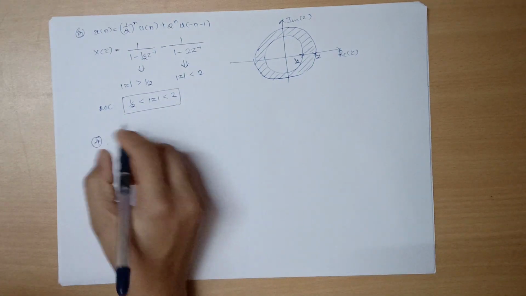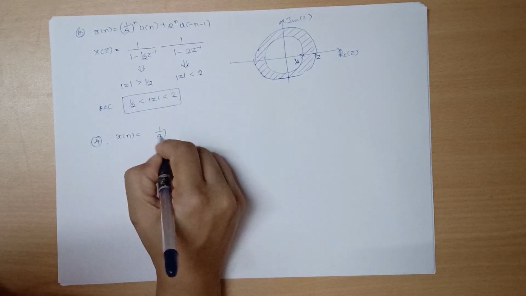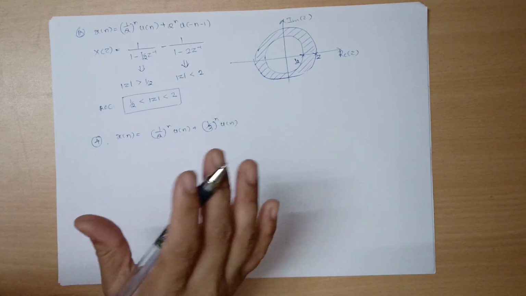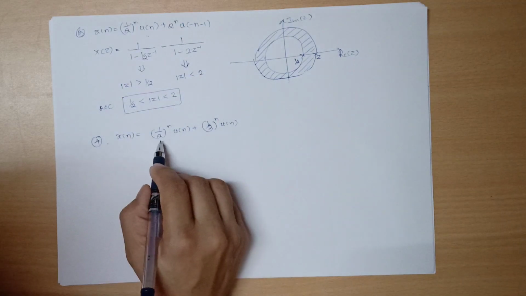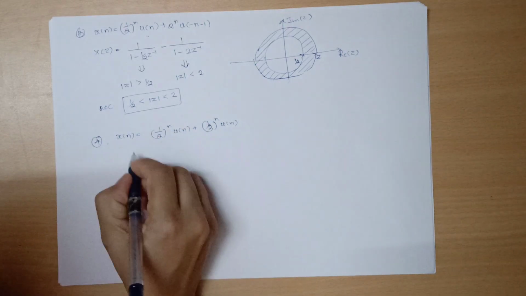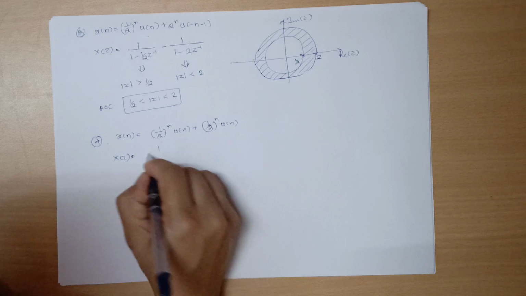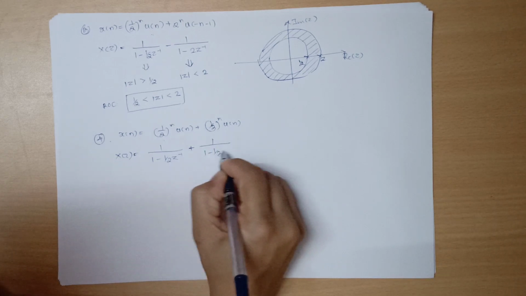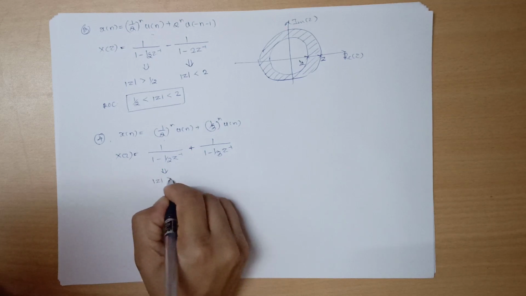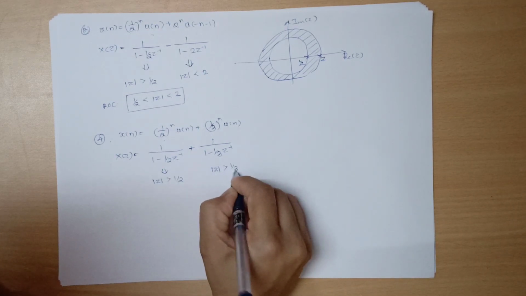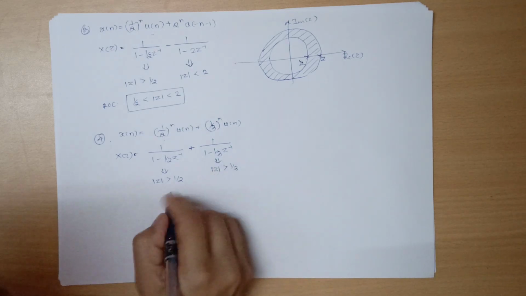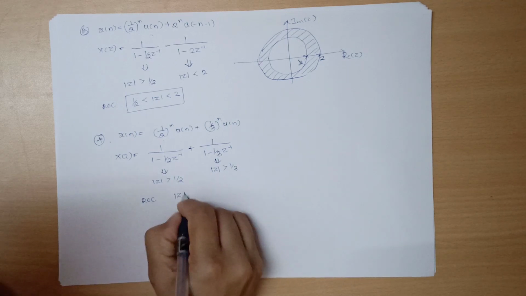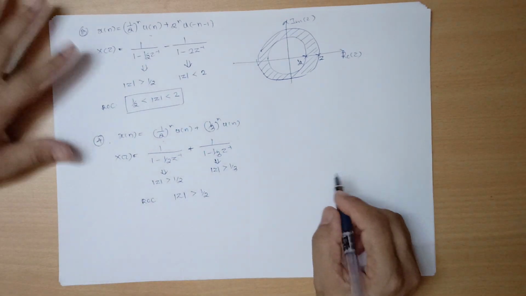Now similarly, we'll take another example. X of n is equal to half raised to n u of n plus 1 by 3 raised to n u of n. So the complete signal is causal. Here it was a combination of causal and anti-causal signal. Here it is a combination of two causal signals. So we can write the answer of x of z: 1 divided by 1 minus half z inverse plus 1 divided by 1 minus 1 by 3 z inverse. For this part, mod of z greater than half, this part mod of z greater than 1 by 3. So in combination we can write the ROC for this example. So the combined area mod of z is greater than half.